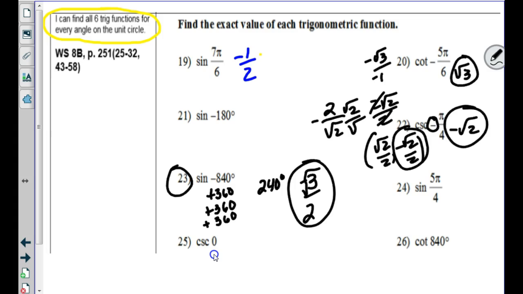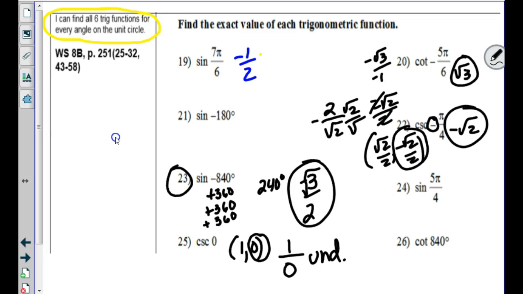Cosecant at 0. The ordered pair is right 1 and up 0. So the cosecant is the flip of which one? But cosecant is reciprocal, right? So it's 1 over 0 is undefined. What's sine at 0? The sine is 0, right? But its reciprocal is undefined. More? Are we good? What else? For more practice on this, there was worksheet 8 and page 251.